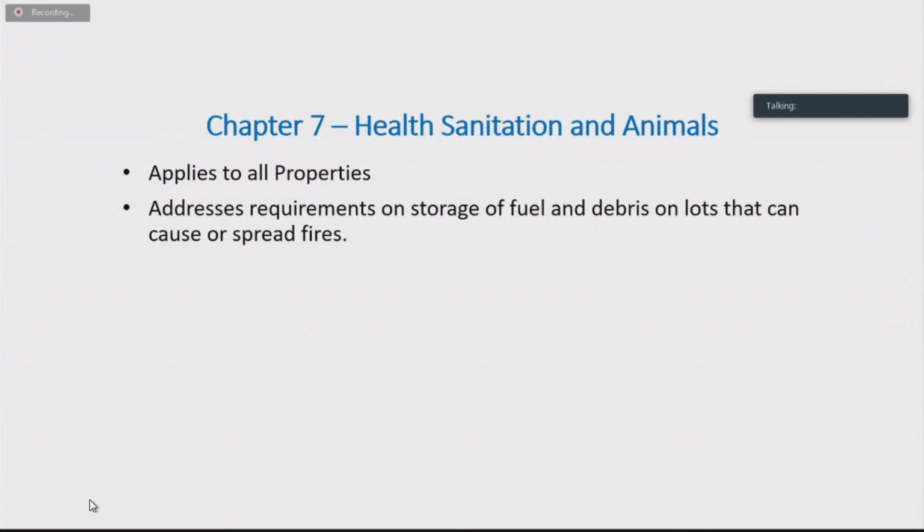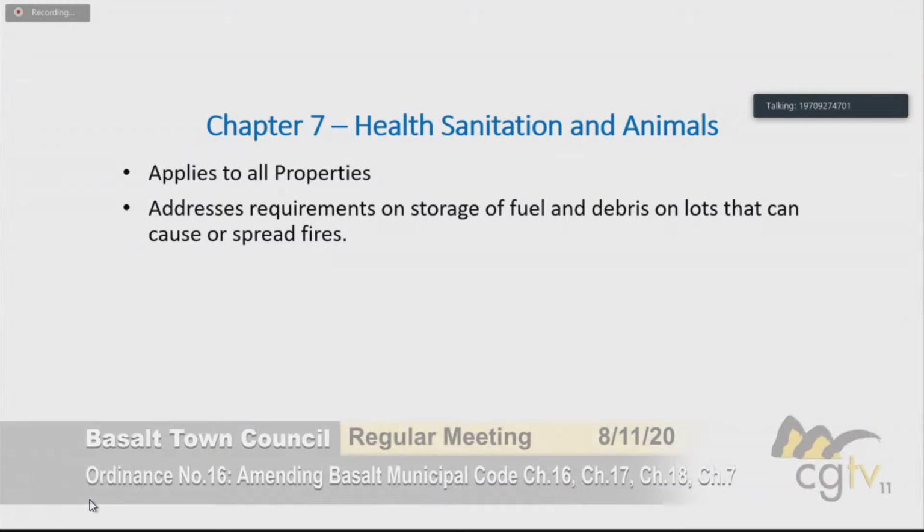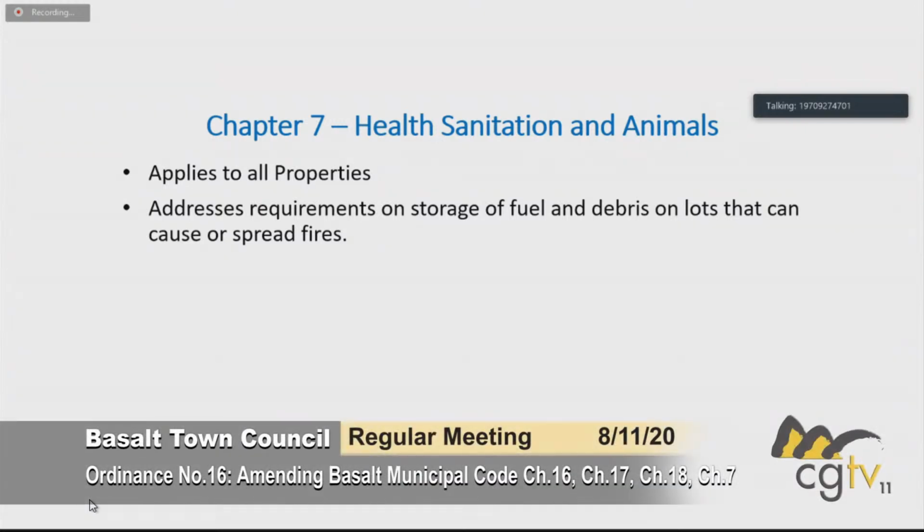Now those first 3 chapters dealt with new construction and building permits. Now we're getting to things that are going to be town-wide. The amendments in chapter 17, that's health, sanitation, and animals, will apply to all properties in town.